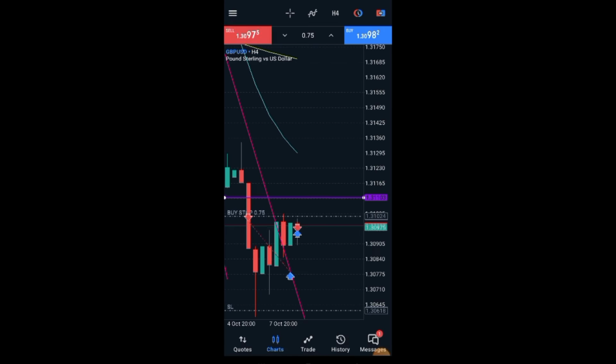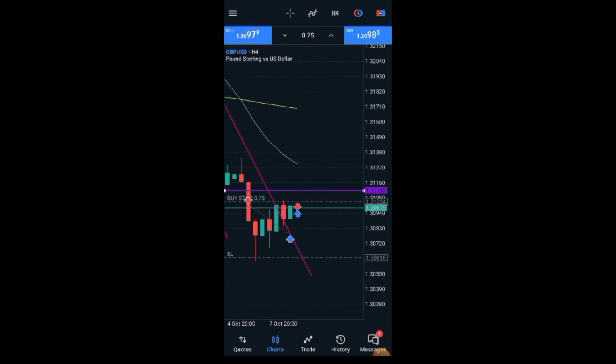Done. Okay, guys, so we've put in our buy stops. The market will eventually go past this mark, or not touch this mark, and this buy stop won't get activated. So we'll see how the market reacts to that.